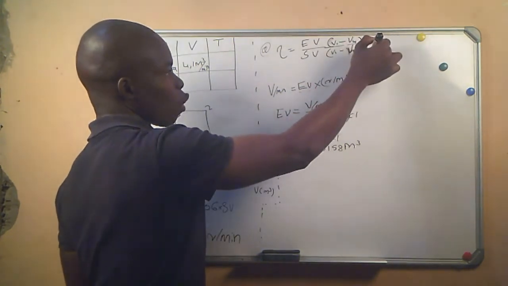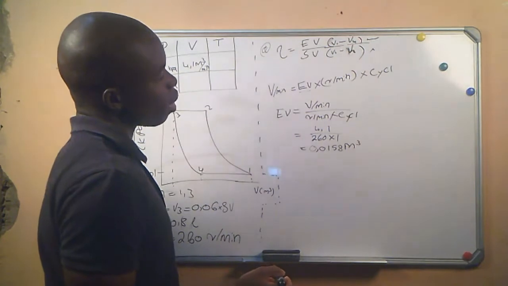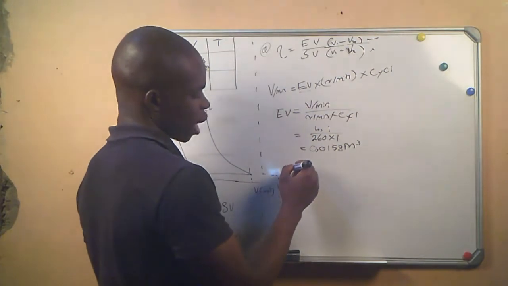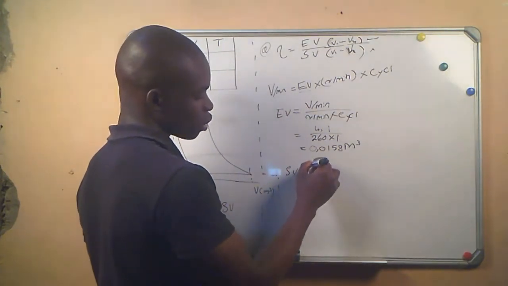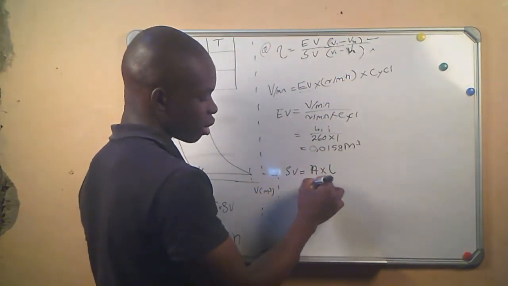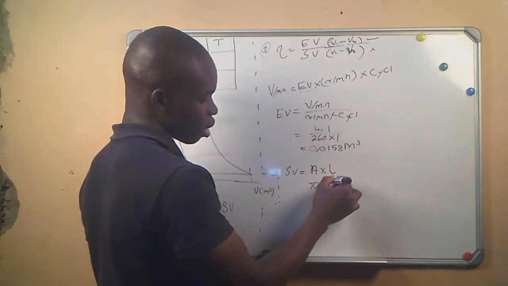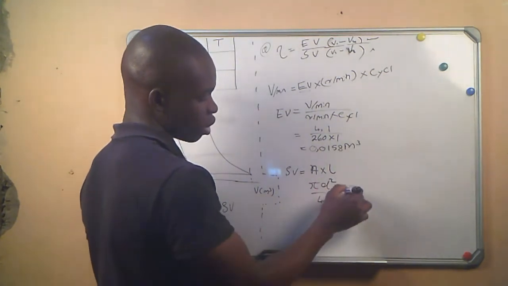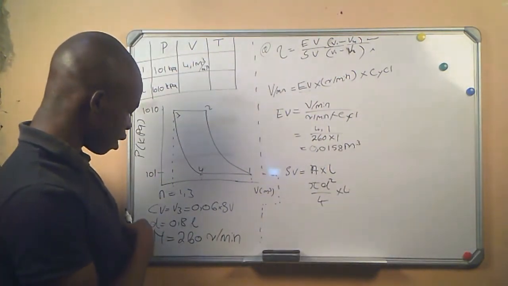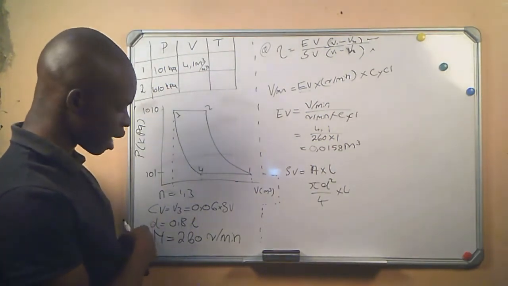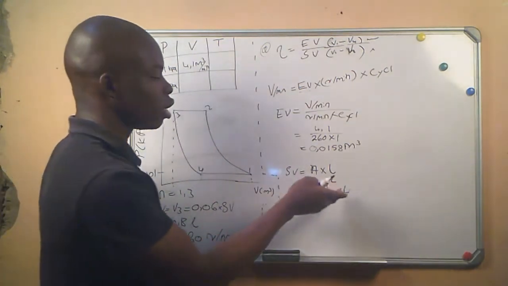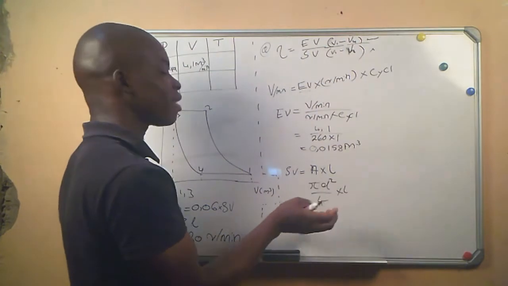Now we must calculate our swept volume. There is a formula like this: swept volume is equal to the area times the length, which is pi d squared divided by 4 times L. But in this case, we are not given the diameter of the cylinder and the stroke length. We are given the diameter in terms of the stroke length. This formula won't be helpful for us at this stage.